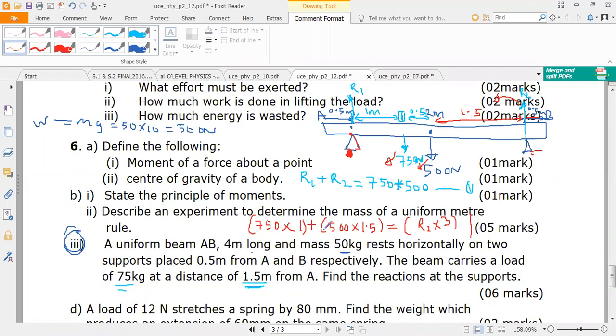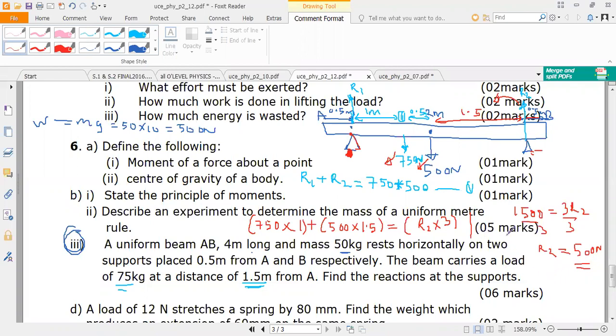So you end up having 750 on the left-hand side. If you sum up what you have on the left-hand side, this gives 1,500. So if you divide by 3 on both sides, you end up with R2, which is the reaction on the other side, being equivalent to 500. R2 is 500 newtons. So we've already found the reaction on one of the supports, which is 500 newtons.